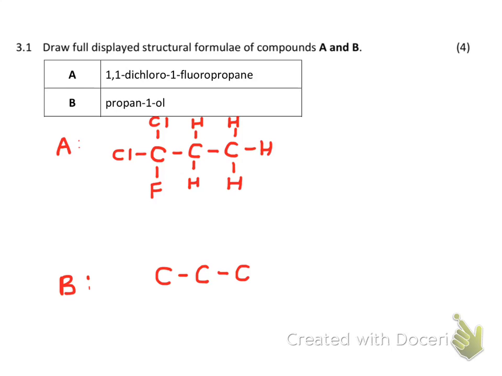Compound B, propane 1-ol. Again, a prop base, so 3 carbon atoms in the main chain. The 1-ol is an OH group on carbon 1. Remember to put in the bond between the oxygen and the hydrogen, and then we fill up the hydrogens on the other carbons, and that gives us propane 1-ol.